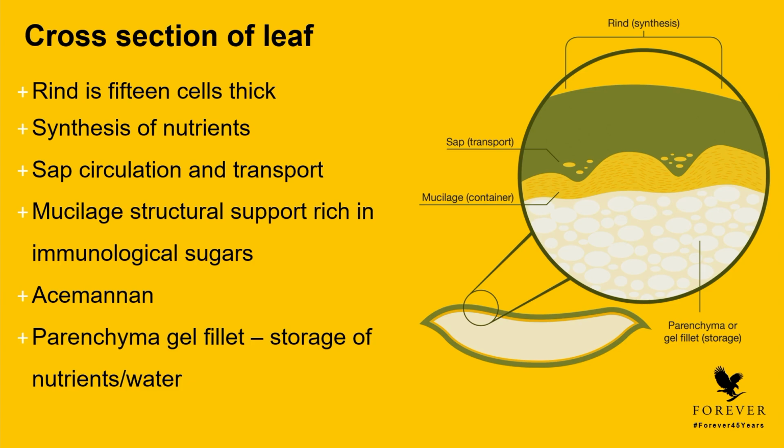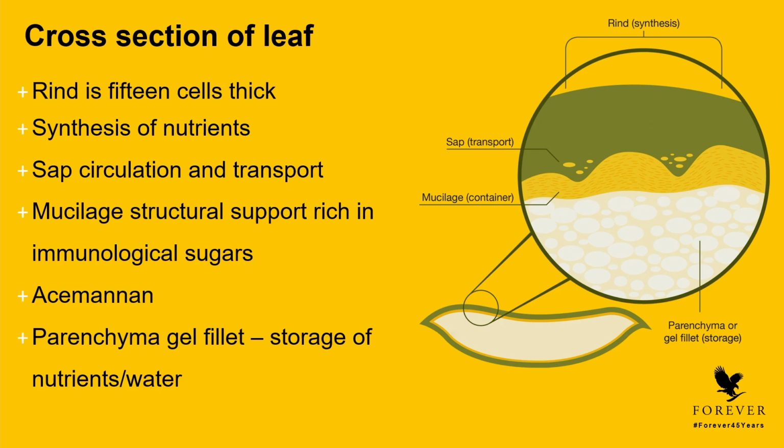They are then circulated around the plant by pericyclic tubules. That's the sap, those little yellowy dots, that's the sap, pericyclic tubules, and it uses xylem and phloem, and it basically moves the nutrients around the leaf. The rind also has a waxy coating which decreases evaporation of water from the plant as well.